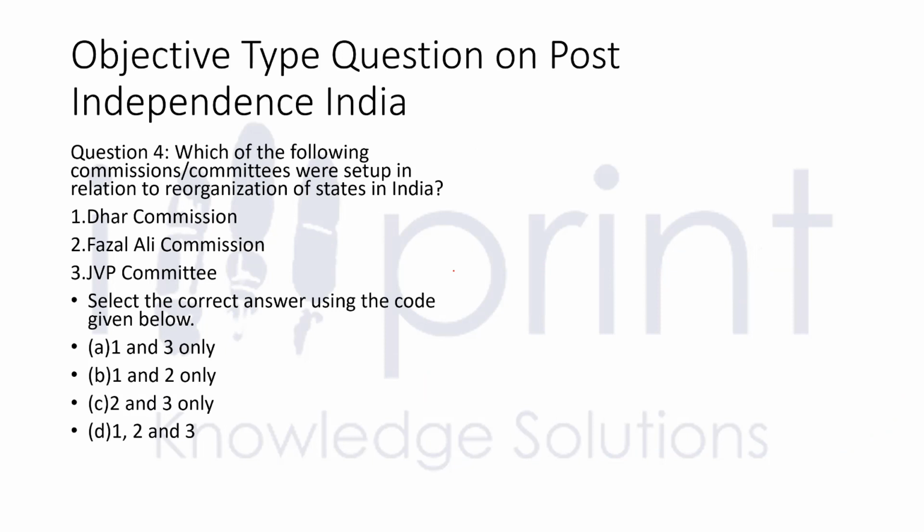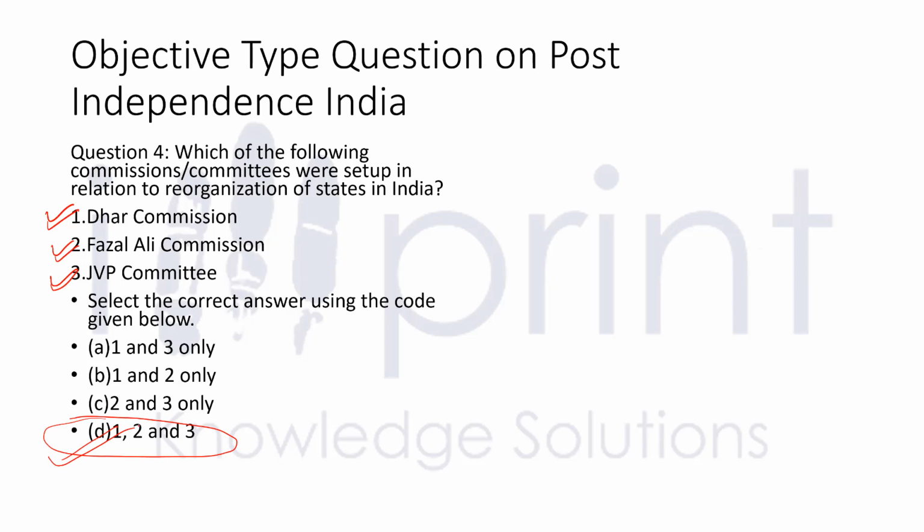Which of the following committees were set up in the reorganization? The Dhar Commission, the Fazal Ali Commission, and the Jawaharlal Nehru, Vallabhbhai Patel, and Pattabhi Sitaramayya Committee, right? If you read the Consolidation of India chapter, which will soon be posted on our channel, you will find that all of them are actually correct. So the answer is 1, 2, and 3, right?